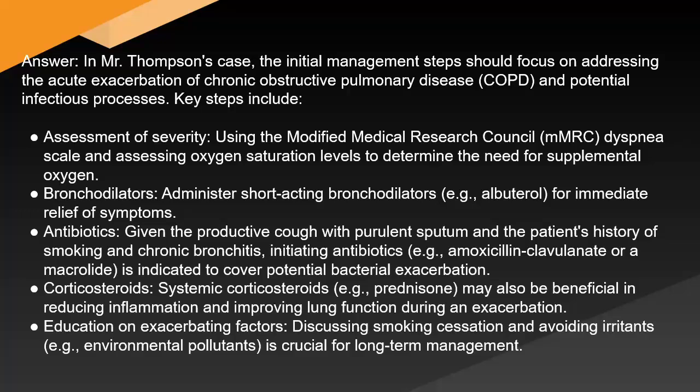Antibiotics: given the productive cough with purulent sputum and the patient's history of smoking and chronic bronchitis, initiating antibiotics, e.g. amoxicillin-clavulanate or a macrolide, is indicated to cover potential bacterial exacerbation. Corticosteroids: systemic corticosteroids, e.g. prednisone, may also be beneficial in reducing inflammation and improving lung function during an exacerbation. Education on exacerbating factors: discussing smoking cessation and avoiding irritants, e.g. environmental pollutants, is crucial for long-term management.